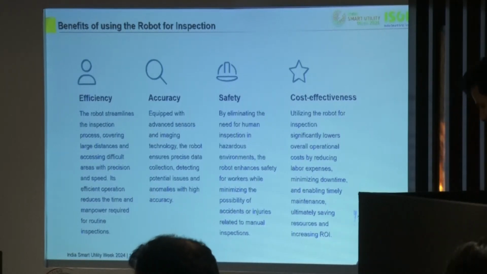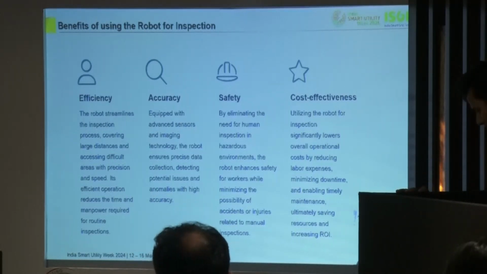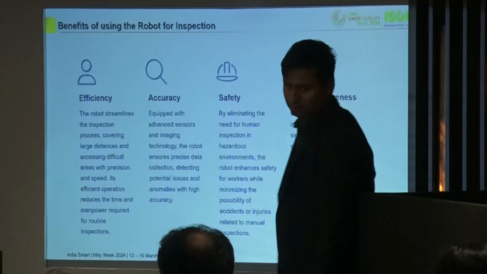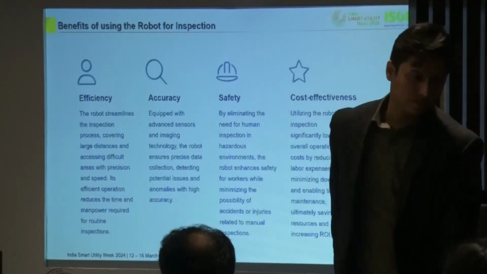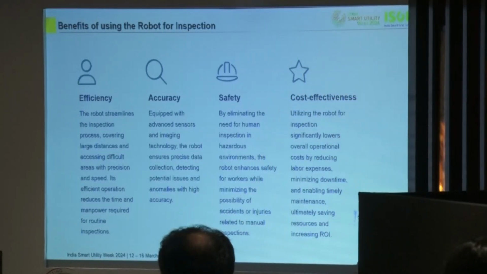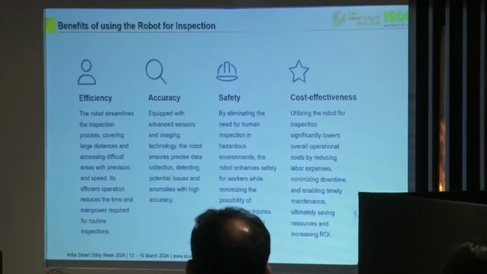Second is accuracy. The second most important advantage regarding robotic inspection is accuracy. As it is equipped with some sort of sensors and imaging technologies, the robot ensures precise data collection and detects potential issues within the range with a high accuracy level. Safety again will be a great advantage while dealing with robotic inspection, and also cost effectiveness.